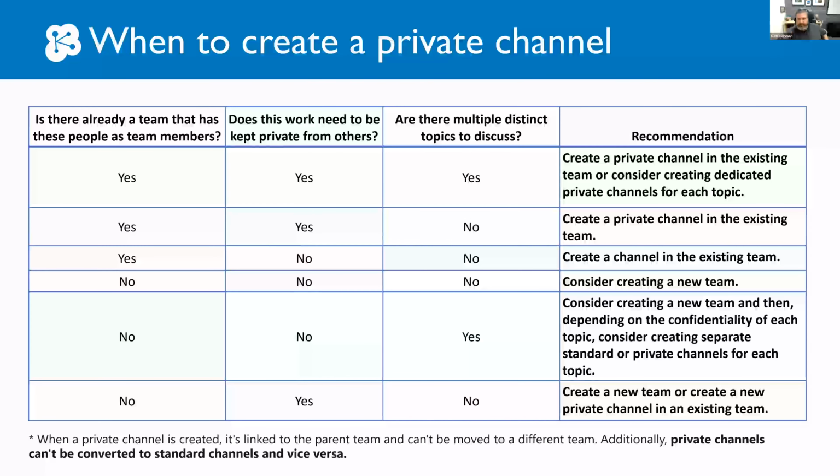All right, this is a really cool kind of matrix that you can use within your organization to determine when you should use a private channel. So basically at the top it says, is there already a team that has these people as team members? If the answer is yes, go to the next question. Does this work need to be kept private from others? Yes. Are there multiple distinct topics to discuss? Yes. Then it says create a private channel in an existing team, or consider creating a dedicated private channel for each topic. So basically you can use this kind of rubric. I don't know, is that the right word? Is this a rubric? I think it is.